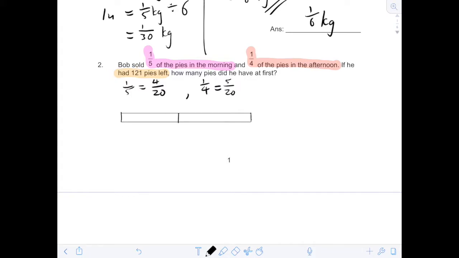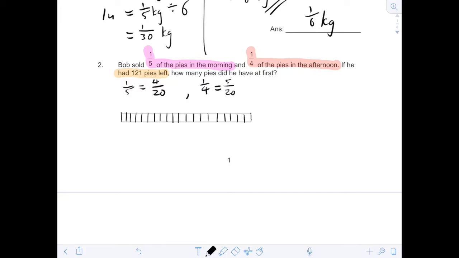So now I'm going to draw the model, and I'm going to split it into 20 parts. 1, 2, 3, 4, 5. 1, 2, 3, 4, 5. 1, 2, 3, 4, 5. 1, 2, 3, 4, 5. I got 20 units over here now.